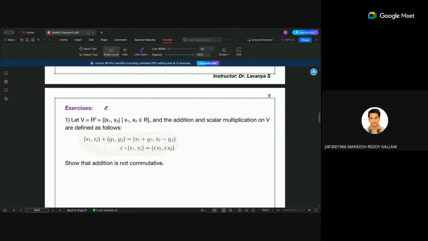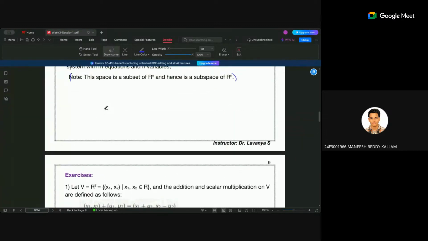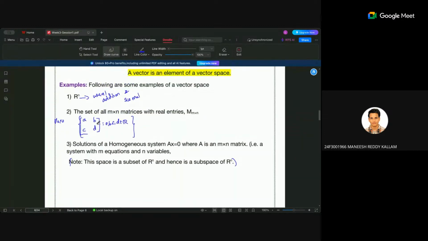Ma'am, a small doubt. Could you repeat about the matrix? The set of all m by n matrices: you have to take only one specific size of matrix, m and n are fixed. If you consider the whole collection of those matrices, that will form a vector space. For one example, I have considered the set of all 2 by 2 matrices. So how is it closed under addition? You take any 2 by 2 matrix. Is the sum also 2 by 2?